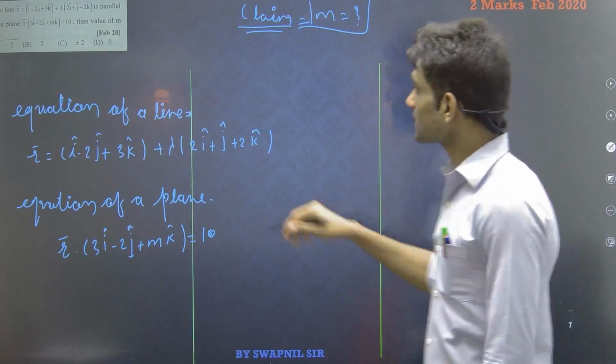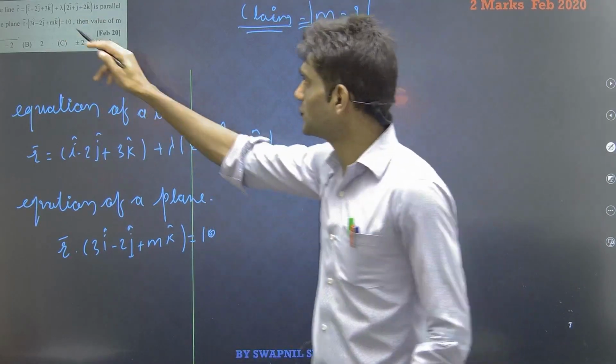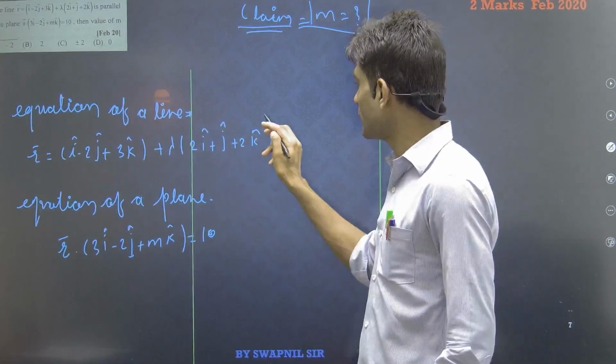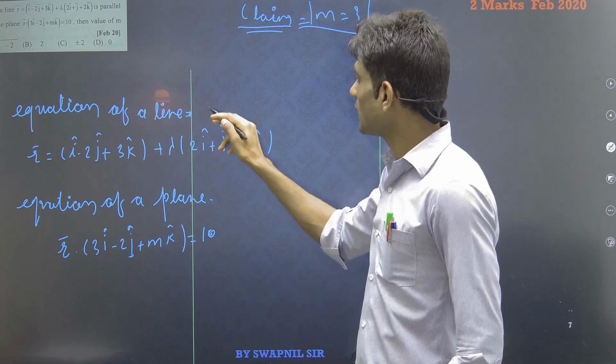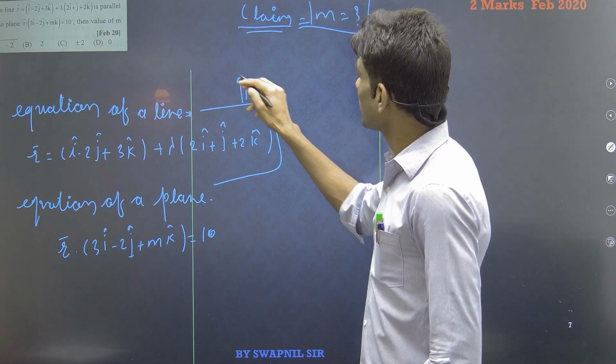So what we do, first of all, compare with the standard equation of a line, r bar equals a bar plus lambda times b bar. The line and the plane are both parallel to each other.